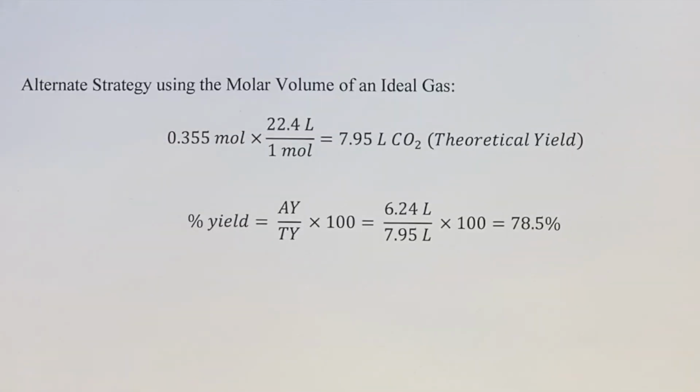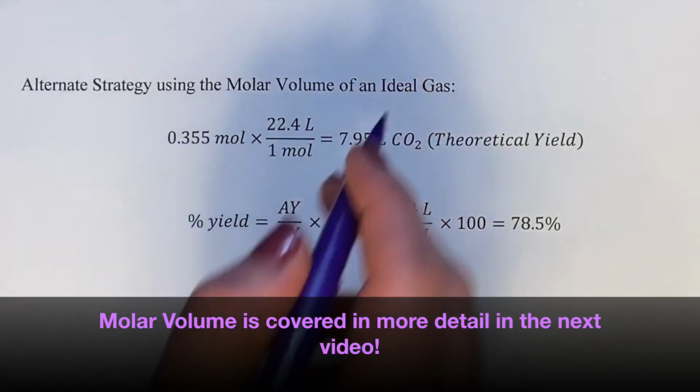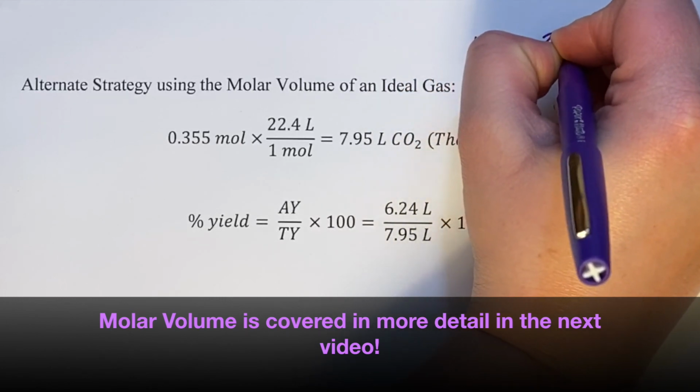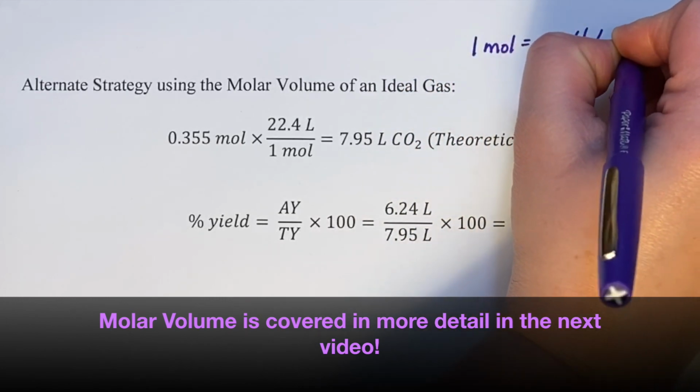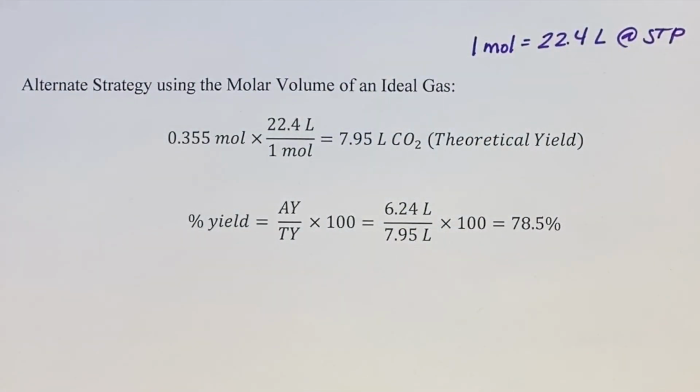So I do want to show you an alternate strategy that you could use to solve this problem. And that is taking advantage of what we know about the molar volume of an ideal gas. So what we know is that 1 mole of any gas at STP has a volume of 22.4 liters. That's at STP. And because in this problem the carbon dioxide as our final product was measured at STP, that allows us to simplify our calculations a little bit.